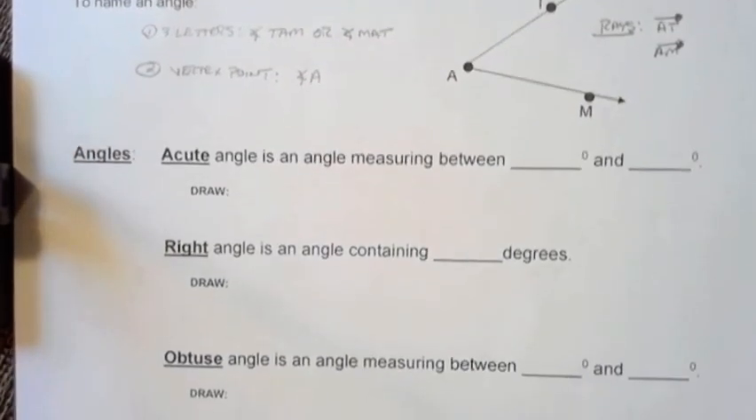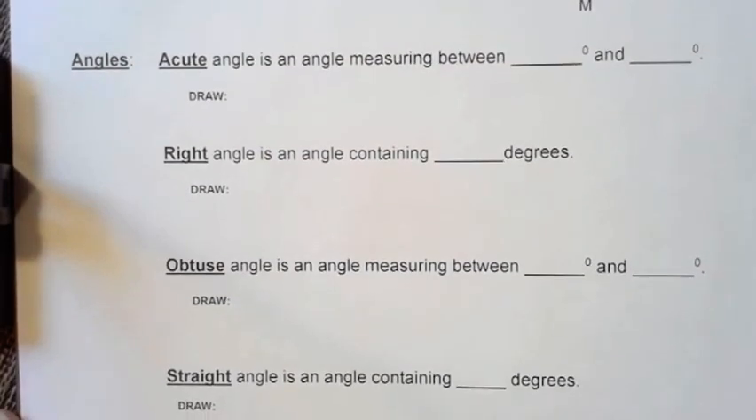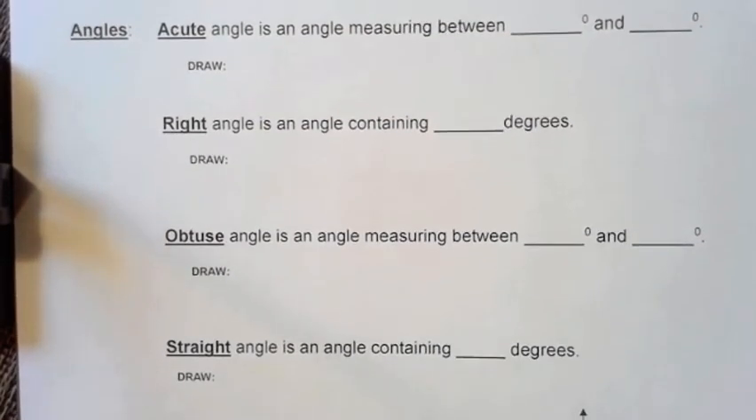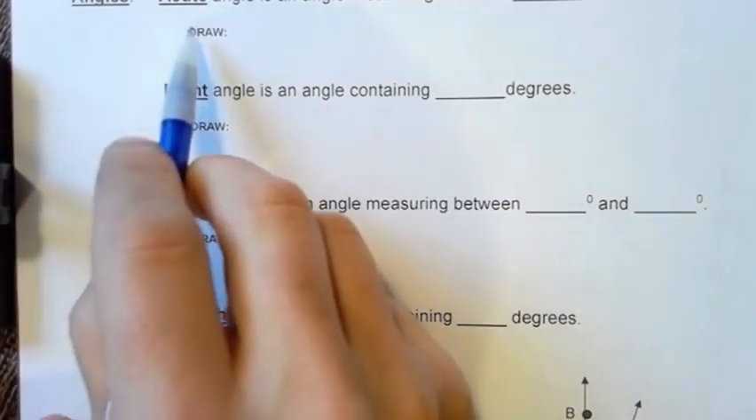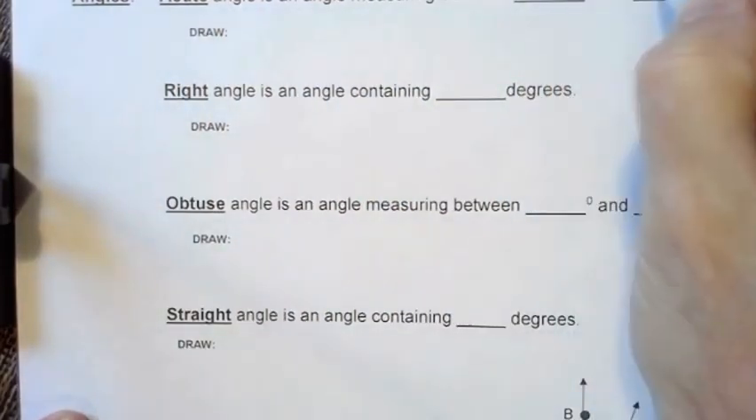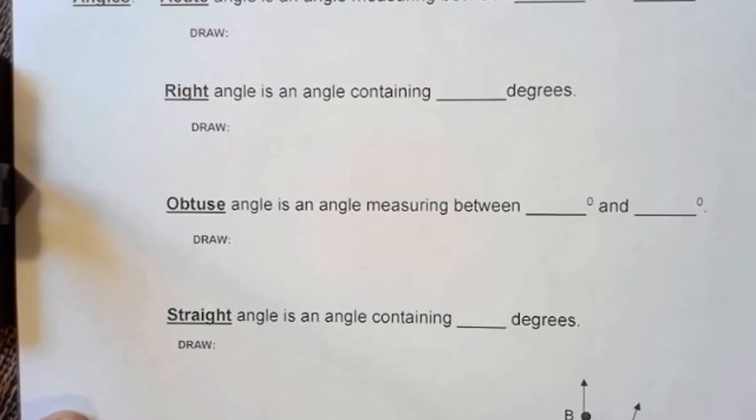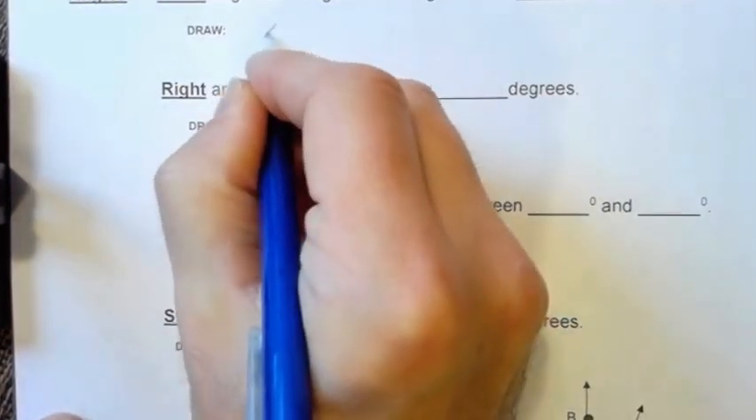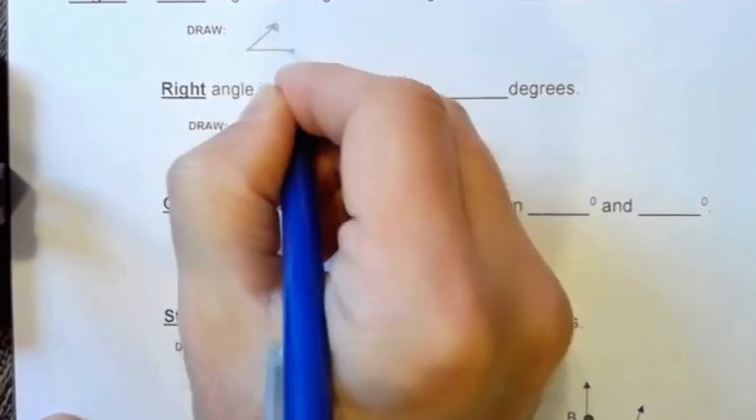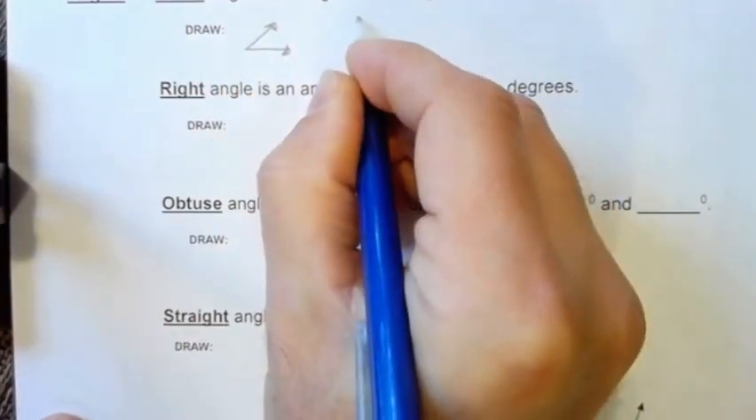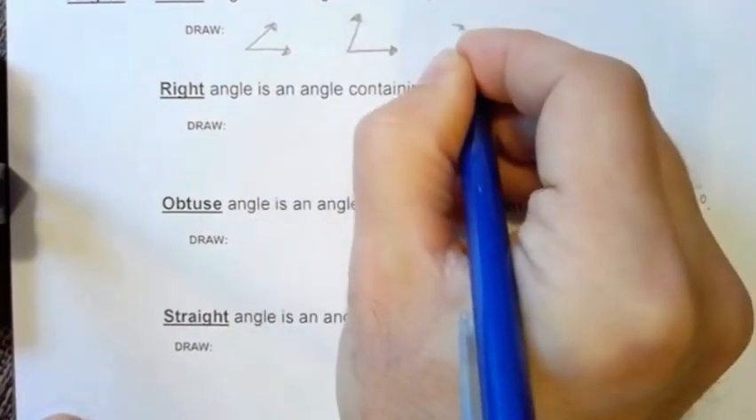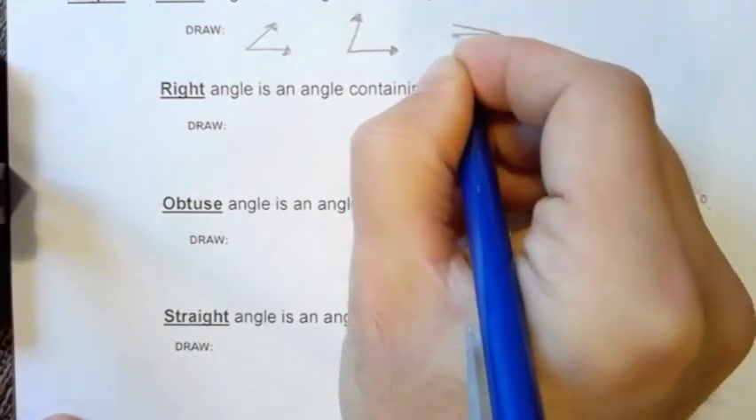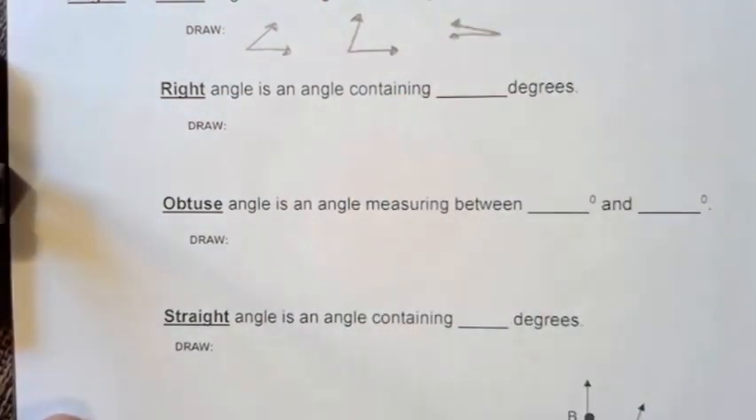Now, in elementary school, we learned about a few different types of angles. There is an acute angle, a right angle, an obtuse angle, and a straight angle. We're going to review each of those here. An acute angle is an angle that measures between 0 degrees and 90 degrees. If we were to draw a picture of it, it could look something like this. That's something between 0 and 90 degrees. It could be a very small angle like that, also between 0 and 90 degrees. Those are all good examples of acute angles.